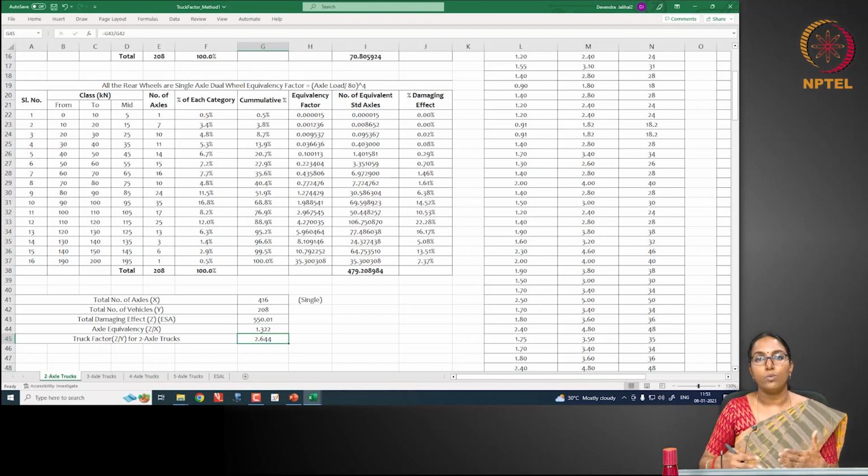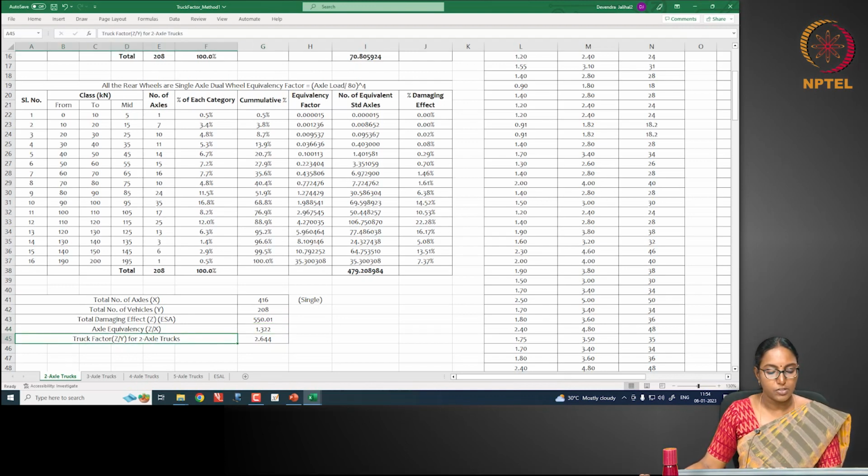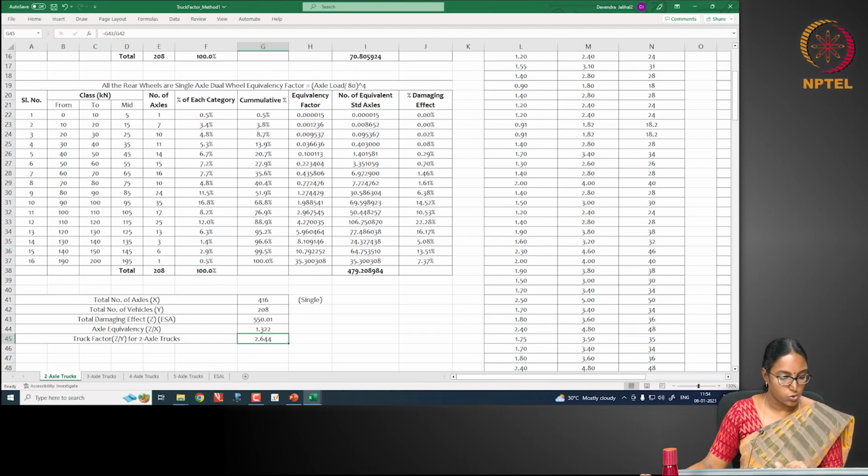Suppose you want to find the axle equivalency factor, you can divide the total damaging effect by the number of axles. So this 1.322 is essentially an axle equivalency factor, but what you need is a truck factor, which is the total equivalent single axle loads from the front and the back put together and divided by the number of vehicles that are counted, which is 2.644. So for the 2-axle trucks in the study, it is 2.644.